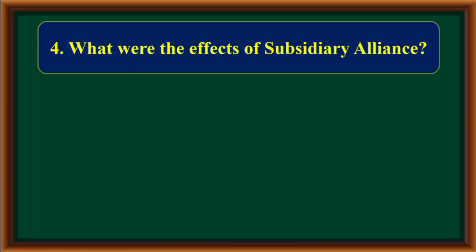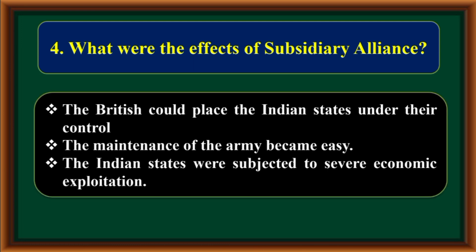What were the effects of Subsidiary Alliance? The British could place the Indian states under their control. The maintenance of the army became easy. The Indian states were subjected to severe economic exploitation.